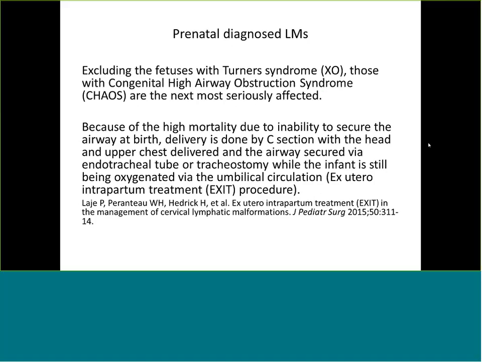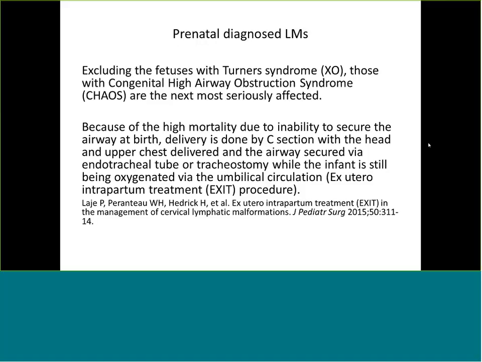So there is a group of these babies, though, that do not have Turner syndrome, don't have chromosomal abnormalities, that do have obstruction of their upper airway. And this term, CHAOS, congenital high airway obstruction syndrome, was coined by the people in San Francisco. Those of you who know the people in the Fetal Center in San Francisco know they love acronyms. They just love to put all these things together.